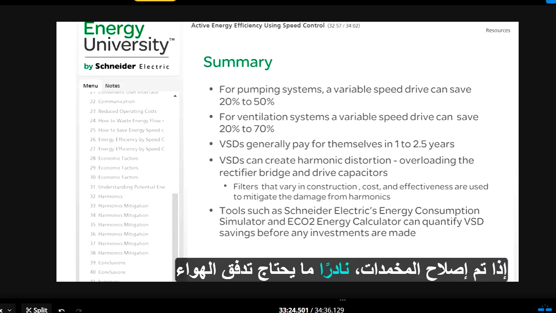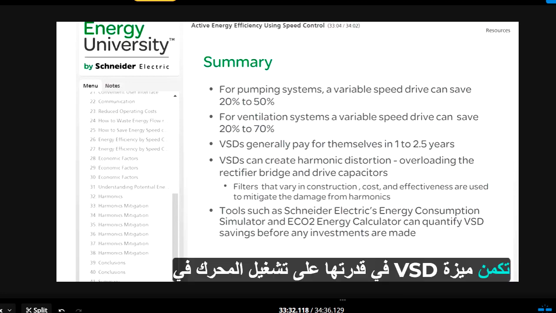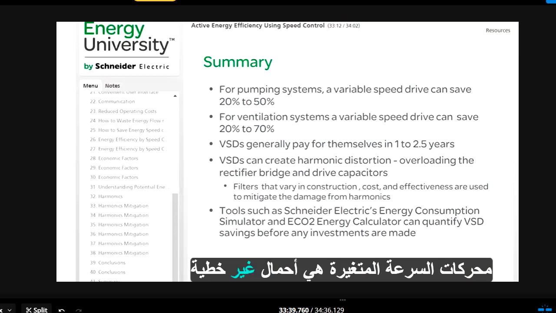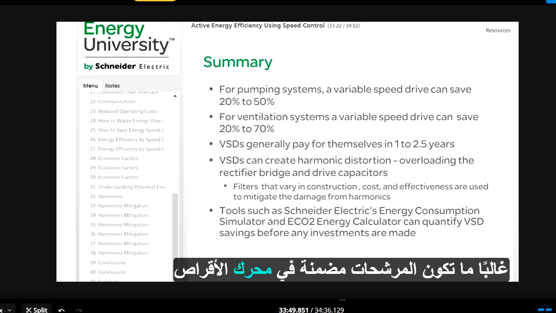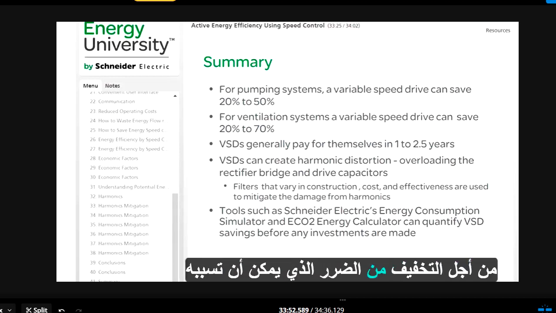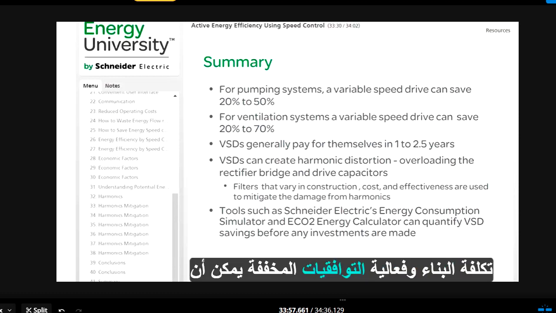If dampers are fixed and air or water flow rarely needs to change, it will be difficult to justify investment in a variable speed drive. A VSD's advantage lies in its ability to operate the motor at varying rates. Variable speed drives are nonlinear loads and can therefore create harmonic distortion. Harmonics can overload the rectifier bridge and drive capacitors. As a result, filters are often embedded within the drive or connected externally in order to mitigate the damage harmonics can cause. The construction, cost, and effectiveness of harmonics mitigating equipment can vary.